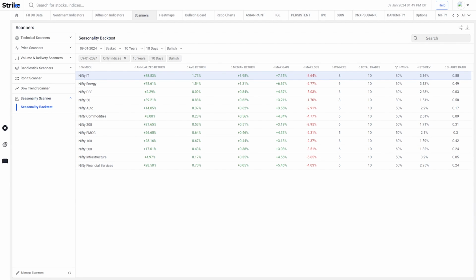Today we are exploring a very important tool in your trading arsenal, that is the Seasonality Scanner. This powerful tool can redefine how you approach market cycles by leveraging key data points like average return, median return, standard deviation, Sharpe ratio and many more. Are you ready to get your enhanced trading strategy with insightful analytics?